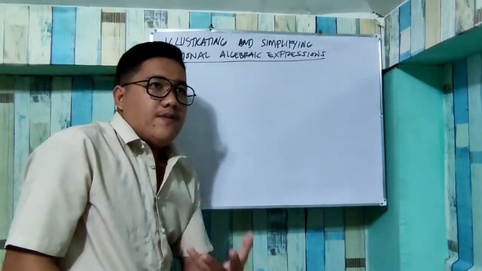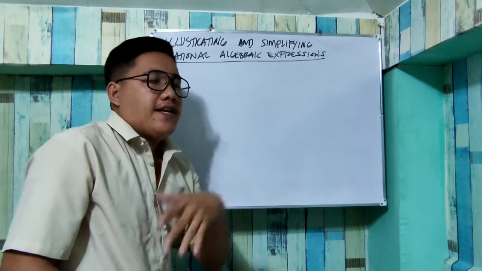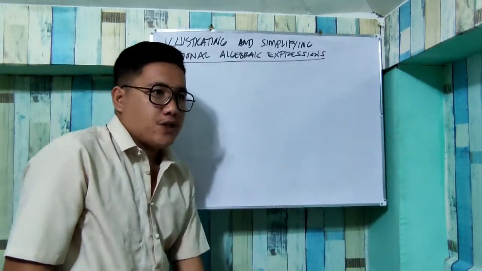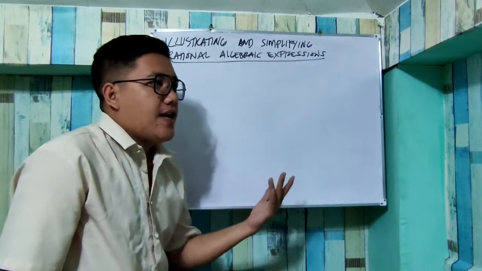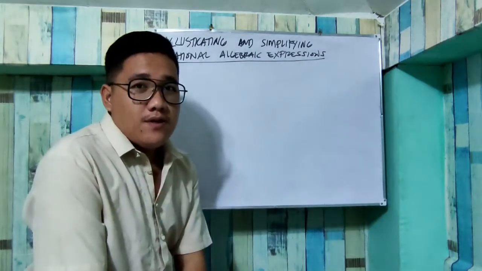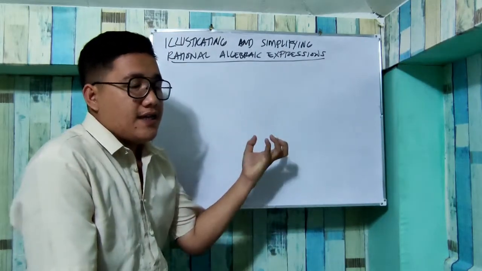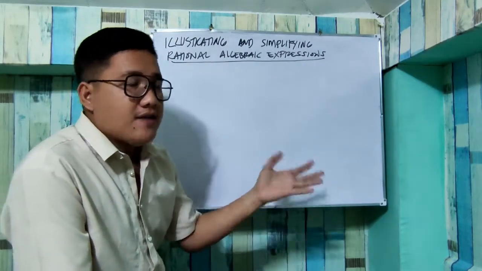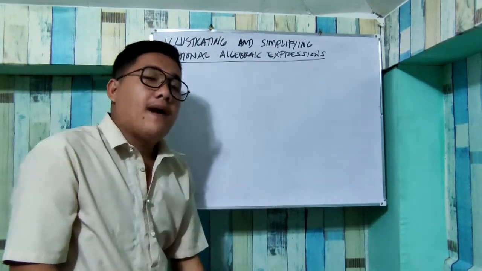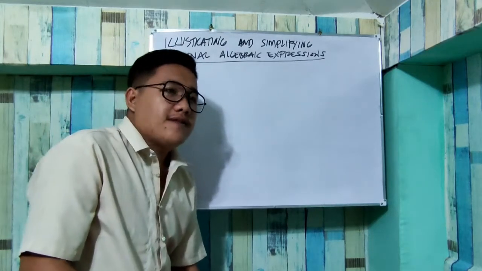So, I think, alam nyo na ngayon kung paano mag-identify ng rational algebraic expression sa hindi rational algebraic expression. And pag naglagay din kayo na not rational algebraic expression, so, yung reason nyo, it's either meron kayong nakitang negative exponent or meron kayong nakitang variable sa loob ng radical sign. So, yun yung mga irarason nyo kung bakit hindi siya rational algebraic expression.